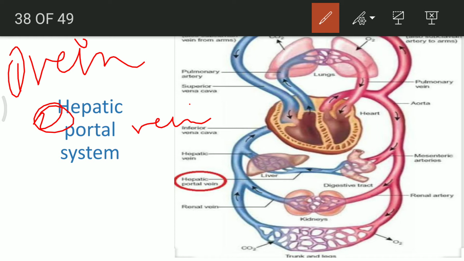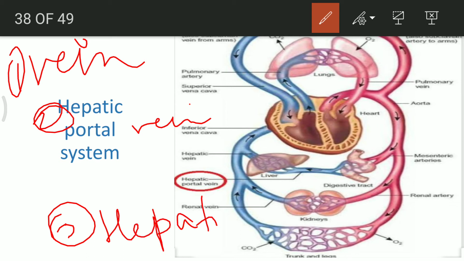And finally, when these veins are bringing the deoxygenated blood to the liver, they are depositing all the extra glucose and amino acids which are not allowed to be present in the blood. Then the deoxygenated blood moves back to the inferior vena cava through the hepatic vein. So the third important vein for us is the hepatic vein.